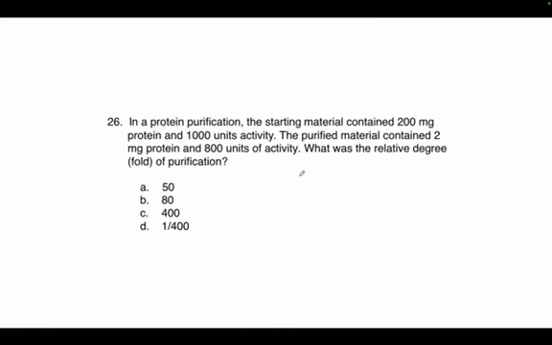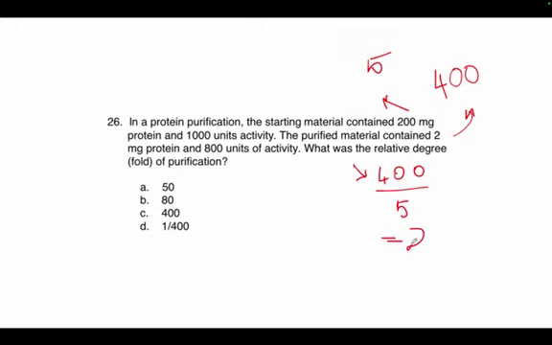In the same scenario, what is the relative degree of purification? So starting specific activity was 1000 by 200, which was 5. The purified specific activity was 400. The relative degree of purification, if we go for fold purification, will be the final specific activity divided by the starting specific activity, which will be 80, right? So we have 80-fold purification of the protein.